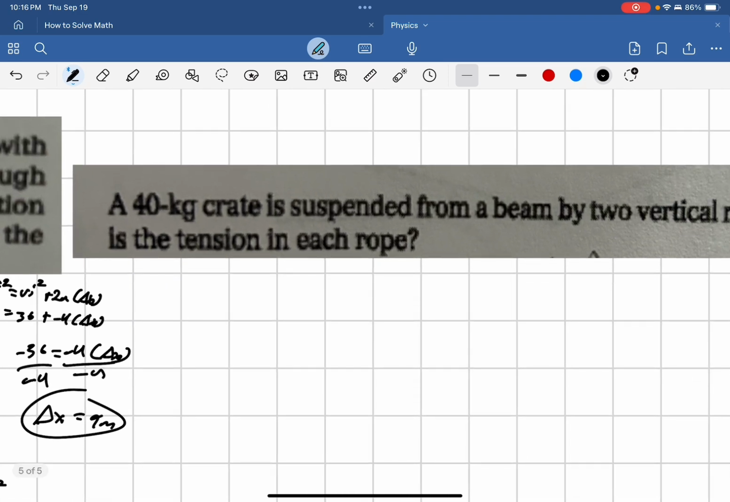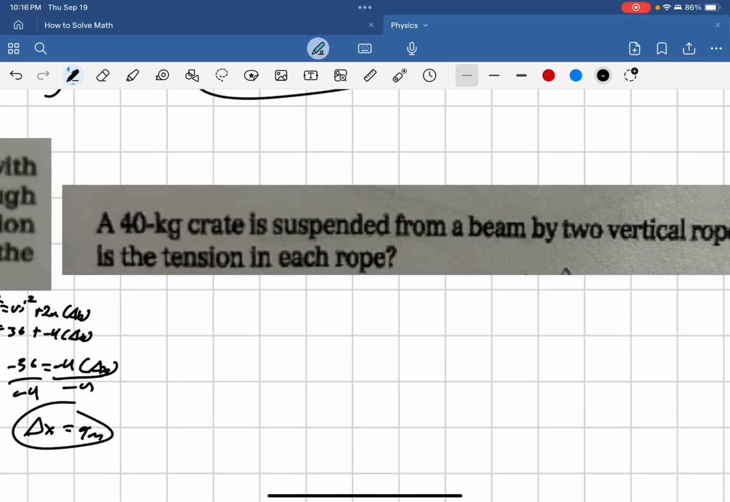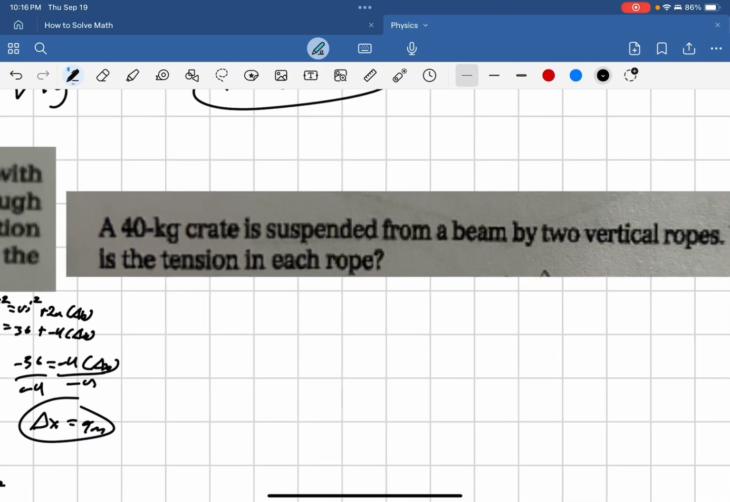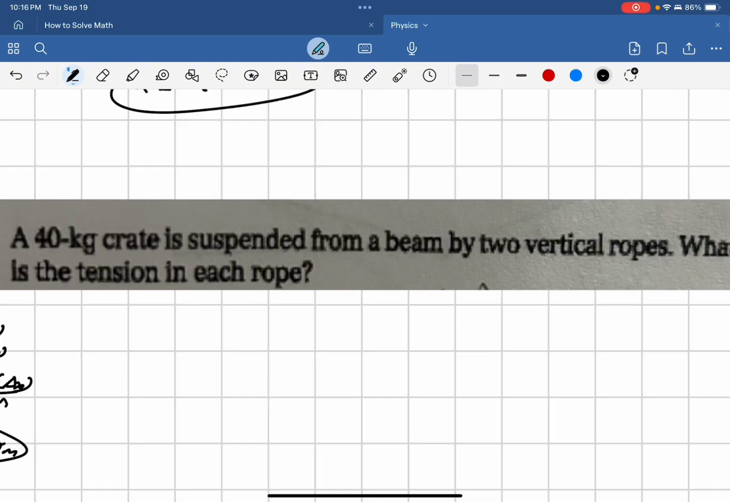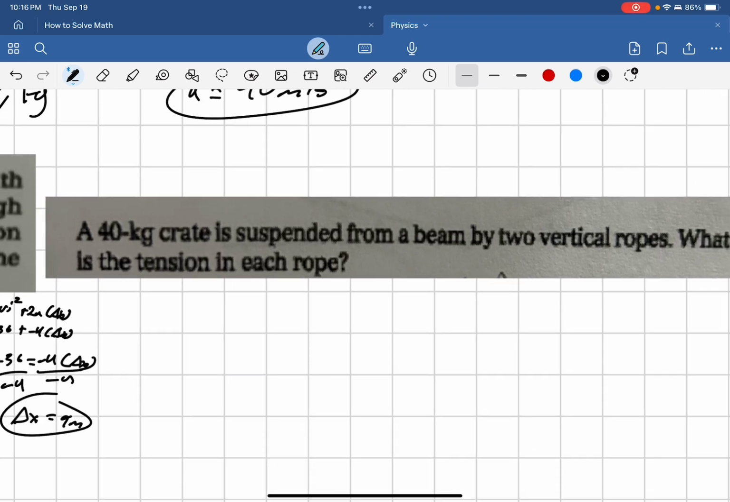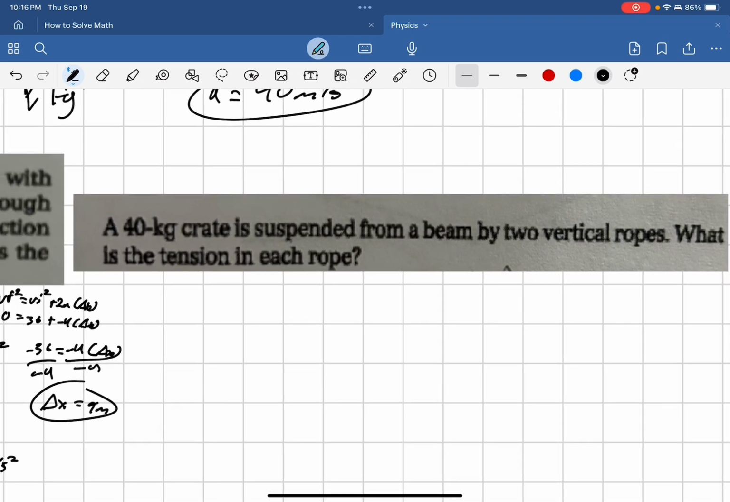And then here we have our last question. Finally, a 40 kilogram crate is suspended from a beam by 2 vertical ropes. What is the tension in each rope? So I'm going to say 40 kg, right? And they're being held up by 2 vertical ropes, not slanted ropes, 2 vertical ropes. F of G should equal 400 newtons.